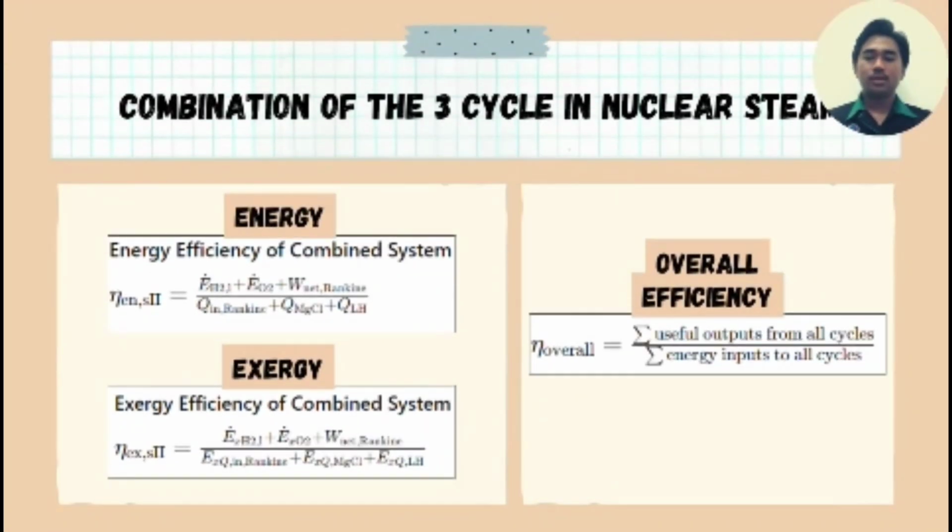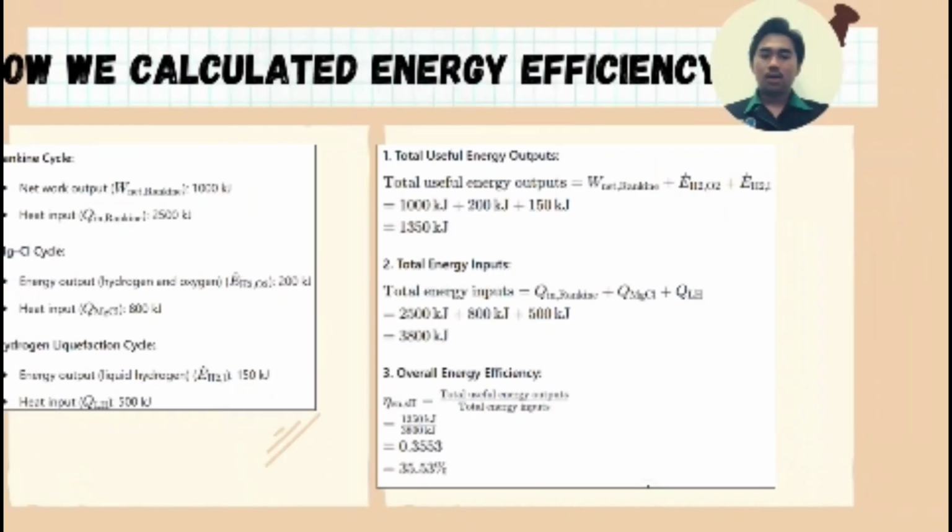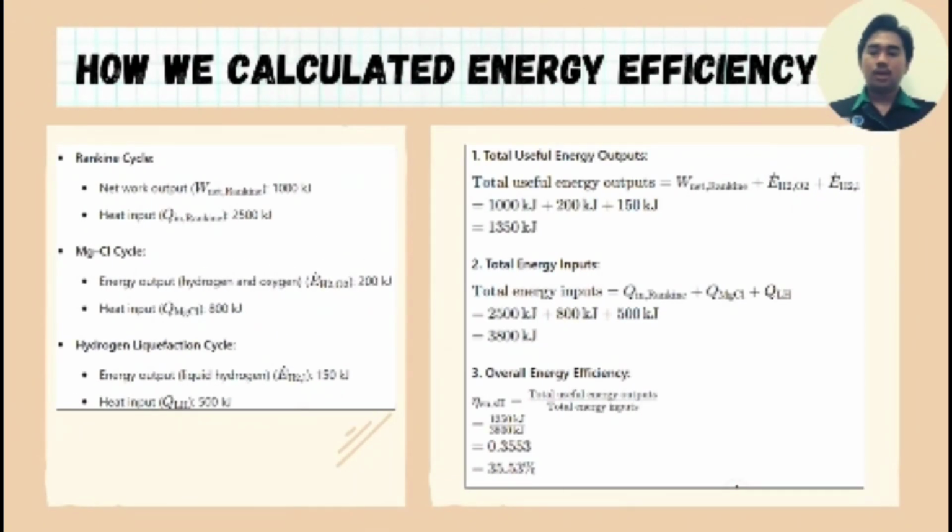Our journal focuses on the combination of the three main cycles of the entire system, starting from the efficiency of the energy and also the efficiency of the exergy. Overall efficiency shows the total useful output divided by the total input of the whole cycle. How do we calculate the energy efficiency? First, we find the output and input of the entire cycle, then we use the energy efficiency formula to get the answer, like in the slide.